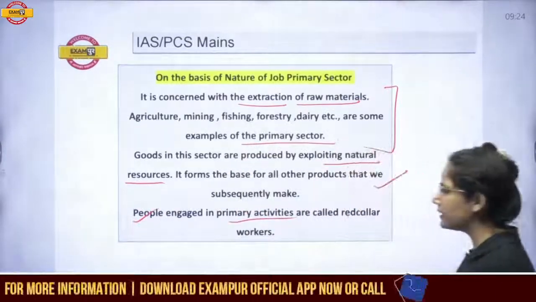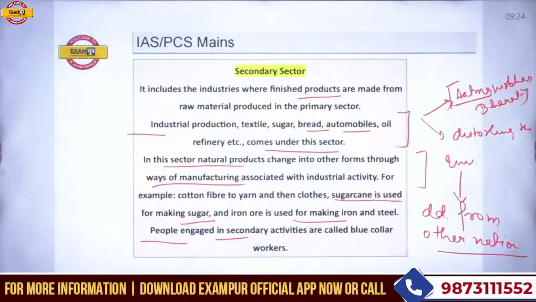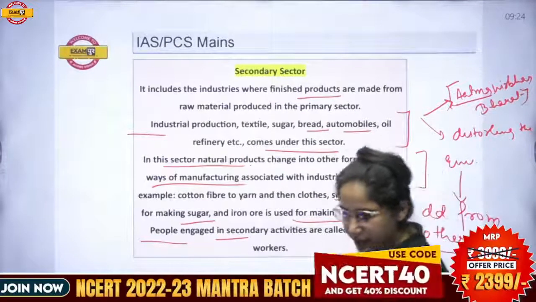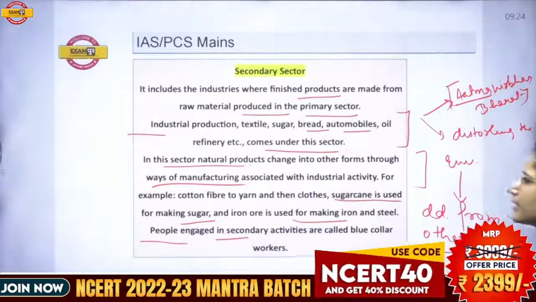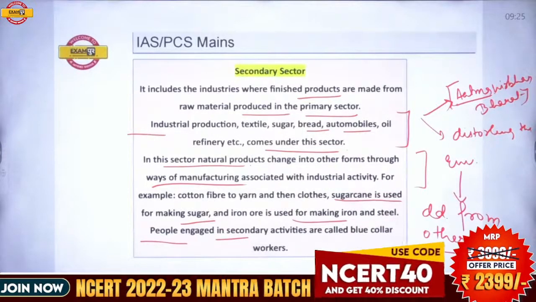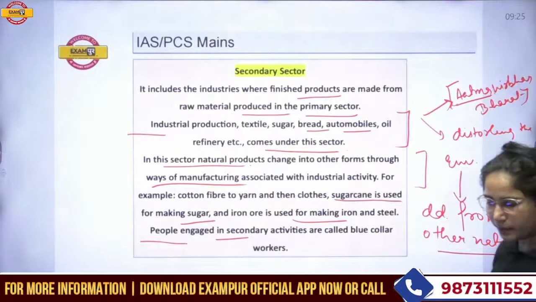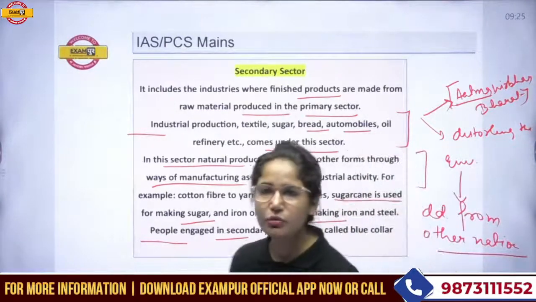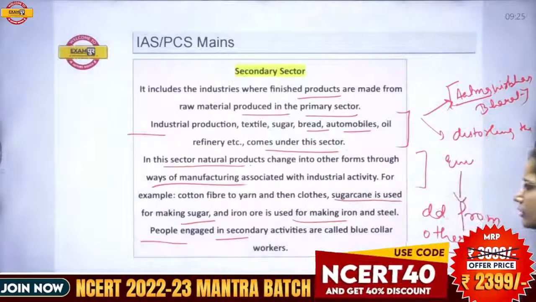Next is engaging in the primary activity. These would be considered as red collar workers. Secondary, we are taking into consideration the secondary sector, like raw material produced in the primary sector. They are taking the things into consideration. Production of textile, sugar, bread, automobiles, means this is converting the raws into the usable format. What do we call the usable format? That is finished goods. The finished category we are including.